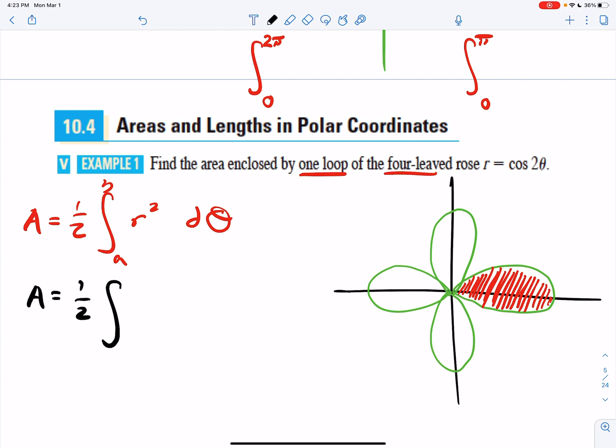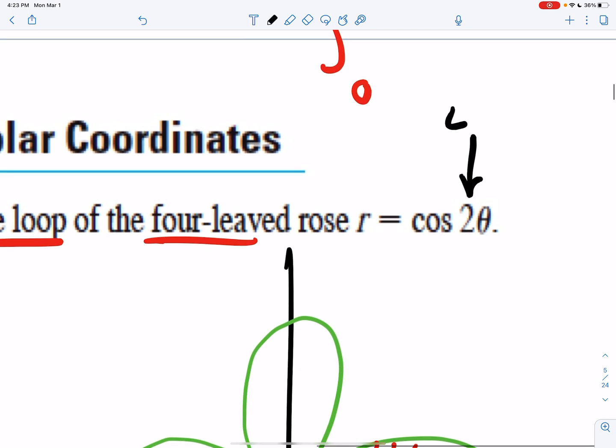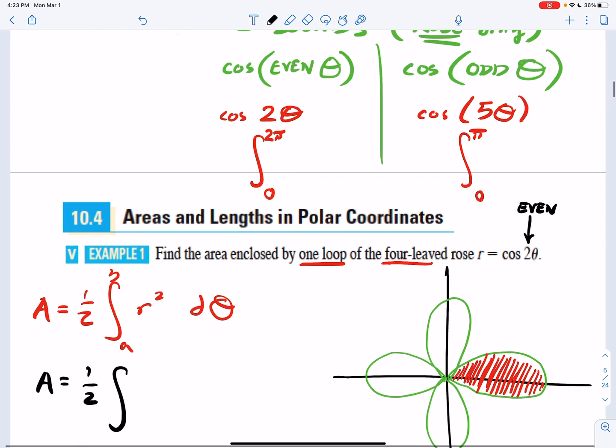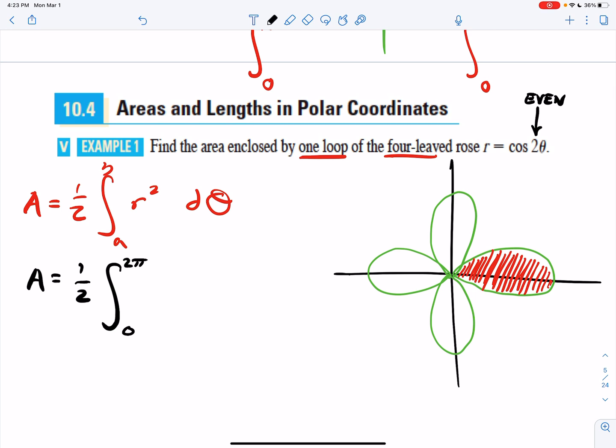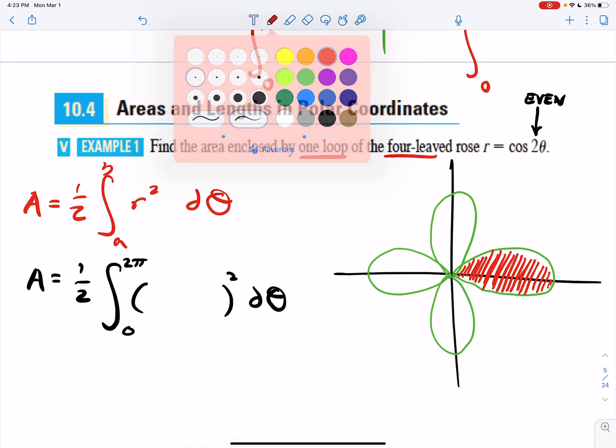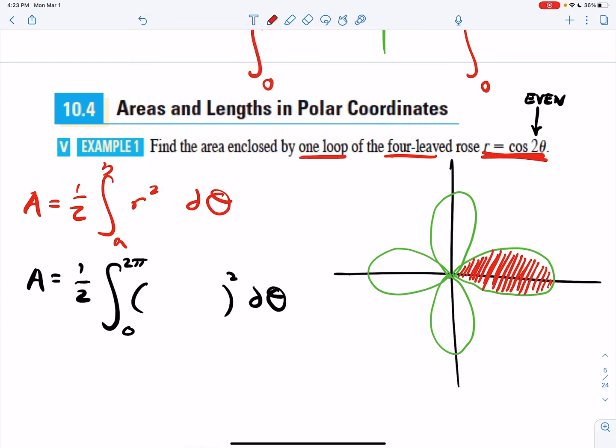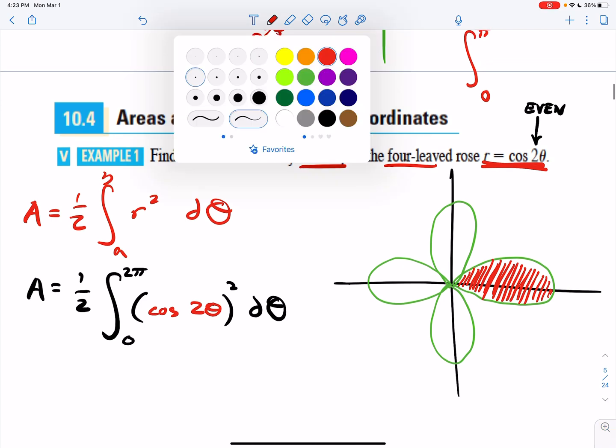Our bounds will be based on the number that's being multiplied with the angle. Since that 2 is even, take a look up here, I know that I'm going to go from 0 all the way to 2 pi. All right? R is the function. So this is something squared, d theta. In this case, my function is r equals cosine 2 theta. And that's it. Okay?